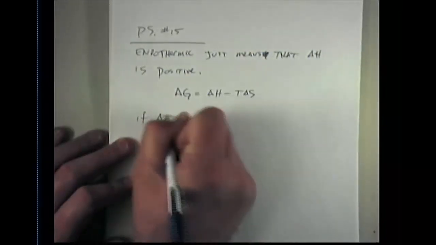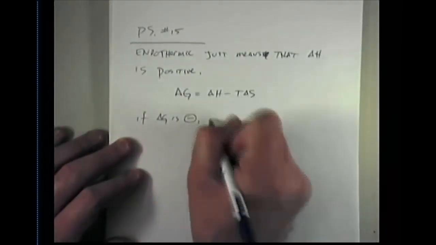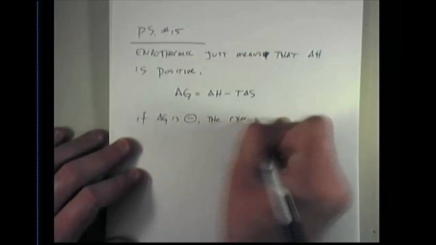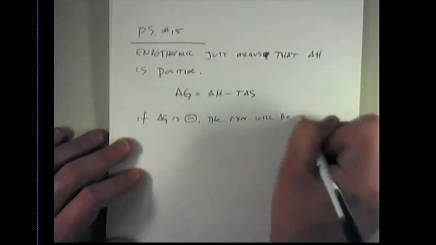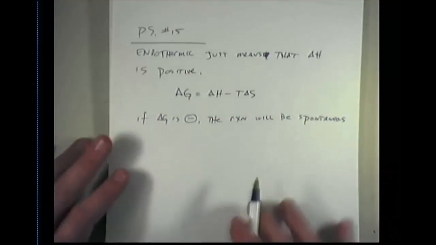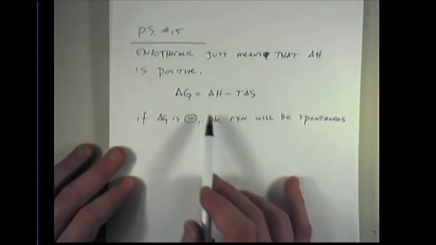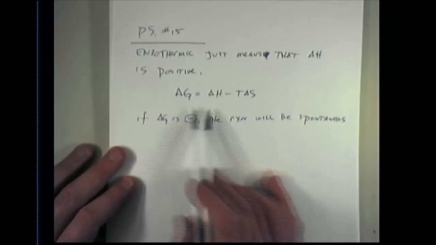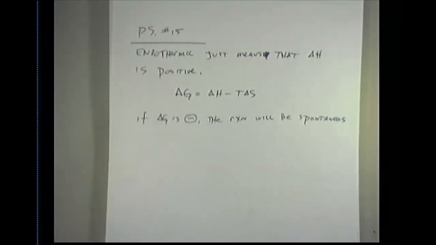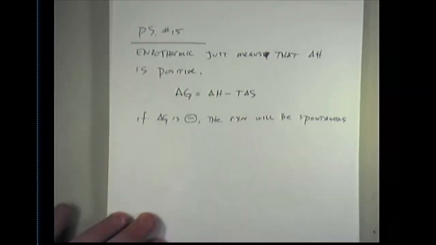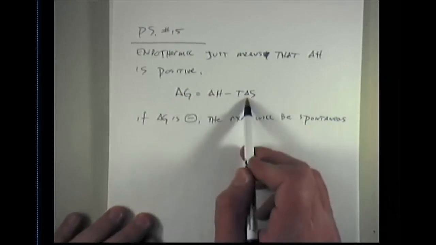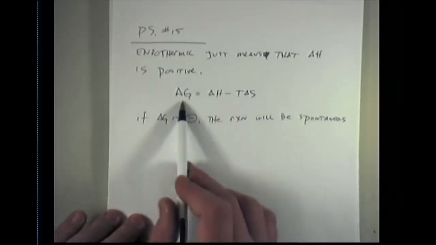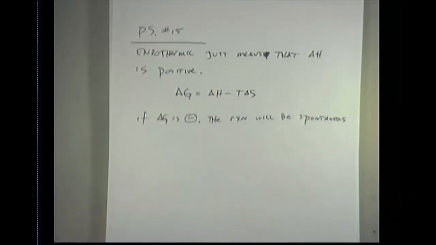If delta G is negative, the reaction will be spontaneous. However, you can actually have a reaction that gives you a negative delta G and still have a positive delta H. There are some reactions that are endothermic. They have positive delta H, but they still occur spontaneously. Why? Because of the delta S component. So if we look at this example or this equation, we can imagine mathematically how that might occur.